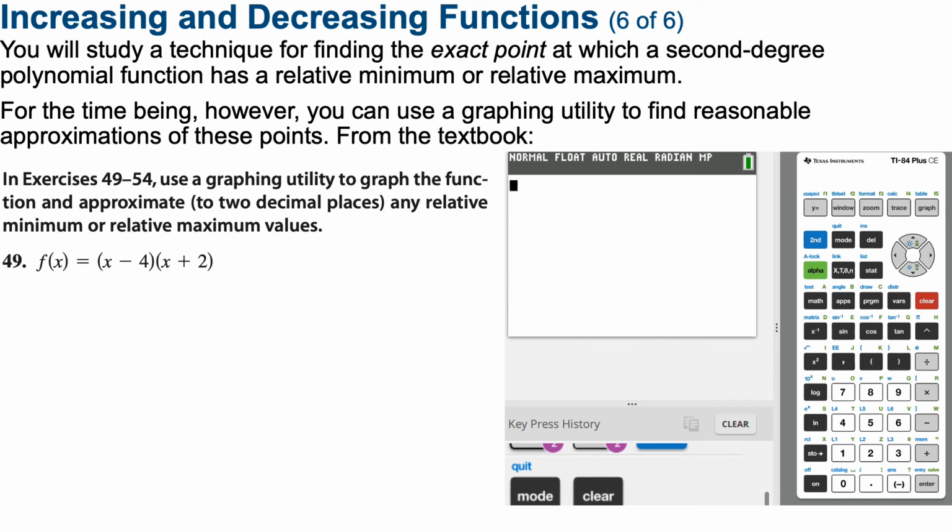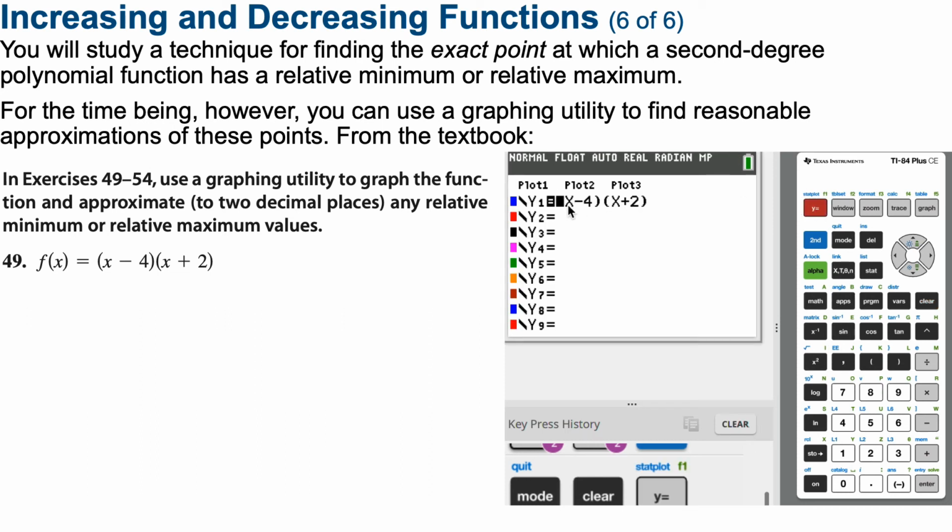So let me show you using my fancy calculator. This may or may not be a homework problem, I'm not sure. You use a graphing utility to graph the function and approximate to two places any relative minimum or relative maximum. So this is x minus 4, x times x plus 2. Let me show you. First thing you do is go to y equals, and then you type in parenthesis x minus 4 and parenthesis x plus 2, exactly the way it's given. And then you go to graph.